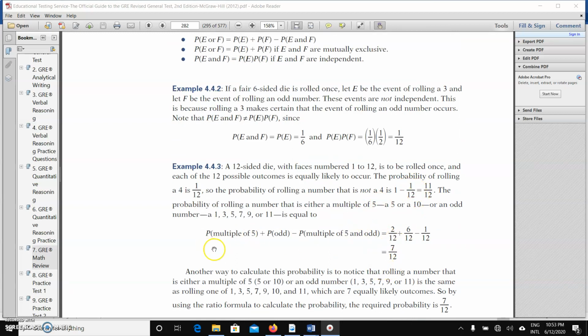Now, if you look for the multiple of 5, which is 2 over 12, like I showed you the other time, the odd numbers are 6 over 12. Now, for you to get this value, this P of multiple of 5 and odd, the formula is the probability of 5 times the probability of odd. And this is, let me show you in my book.